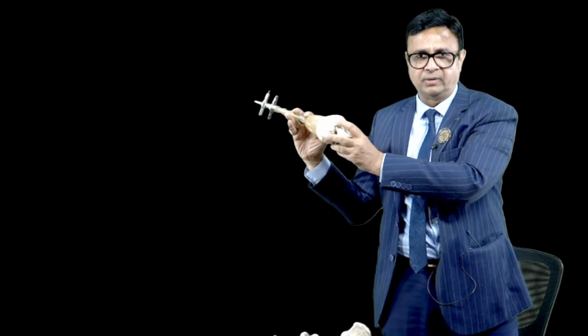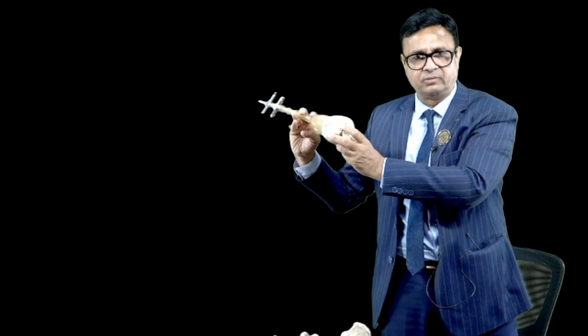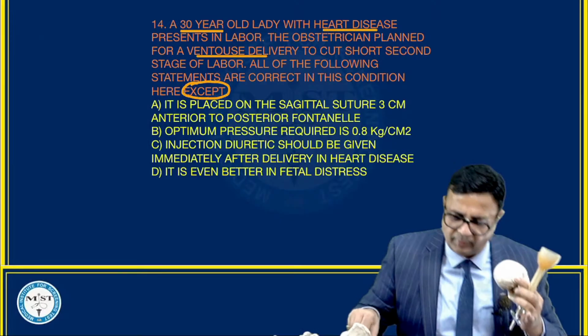And then this ventouse is connected to suction machine. Initial suction pressure 0.2 kg per square centimeter. Optimum suction pressure 0.8 kg per square centimeter, and it is increased by 0.1 per minute. So total 6 minutes are taken to attain optimum suction pressure. Let's come back to our question. Heart disease, vacuum application.